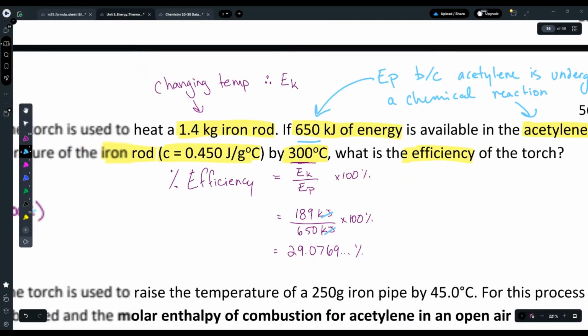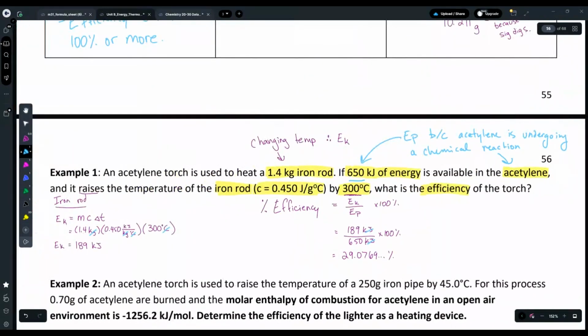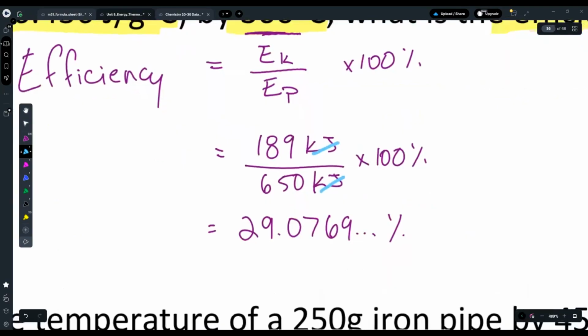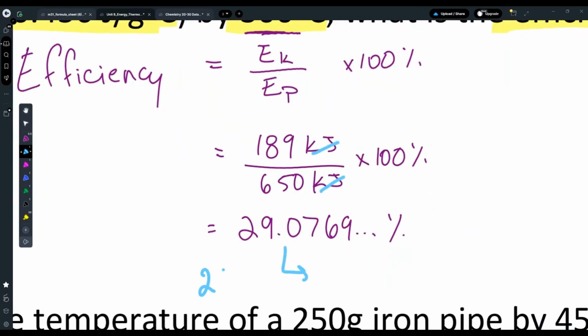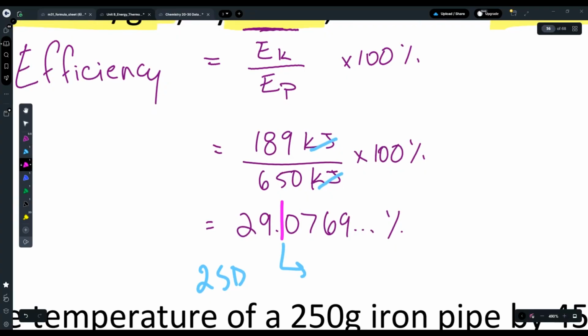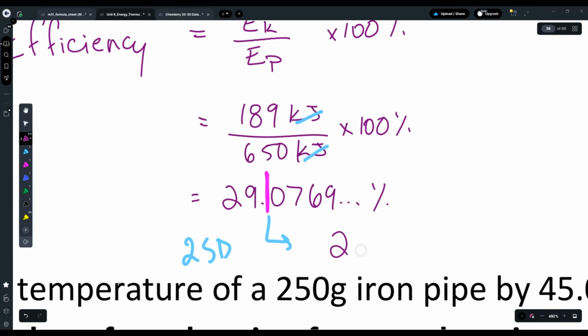Okay, so looking at our sig digs, the number with the least amount of sig digs is this 1.4. That has 2 sig digs, so my final answer needs to be in 2 sig digs. That means my cutoff line is right here. So my final answer is going to be 29% efficiency.